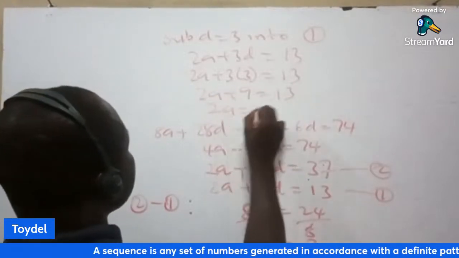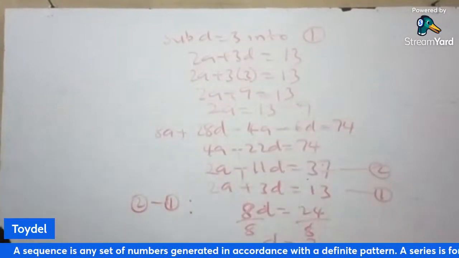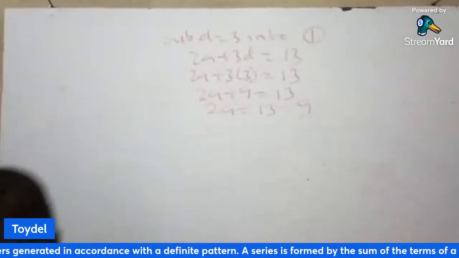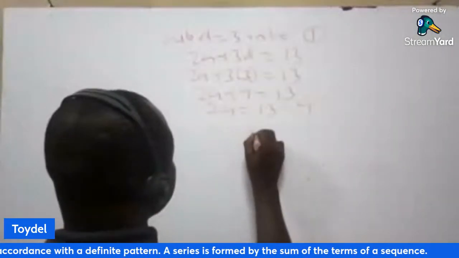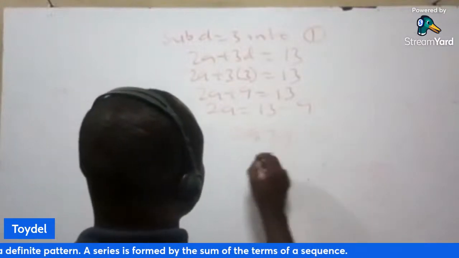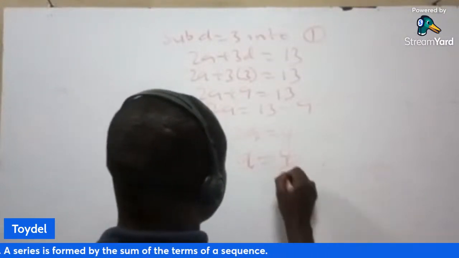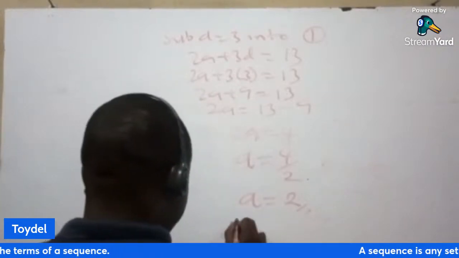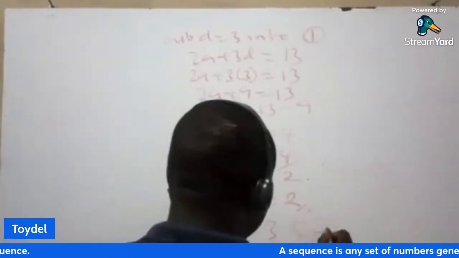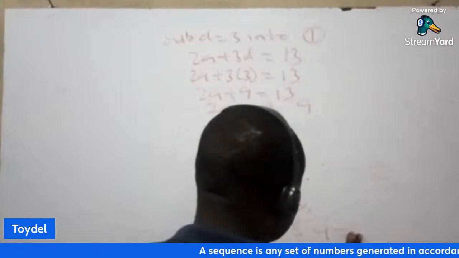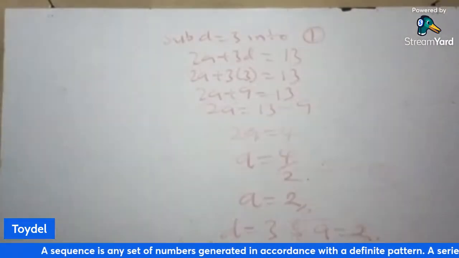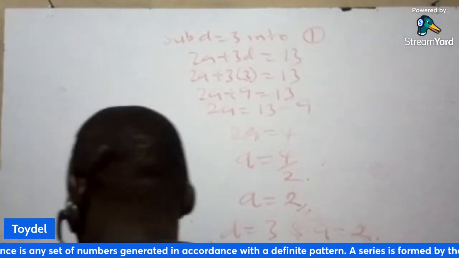So 2a is equal to 13 minus 9. Then from there we have 2a is equal to 4. Then a is equal to 4 divided by 2. So a is equal to 2. Therefore, d is equal to 3 and a is equal to 2. And that is what we are asked to find.